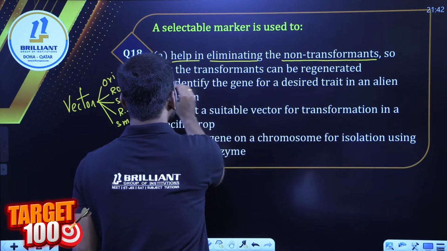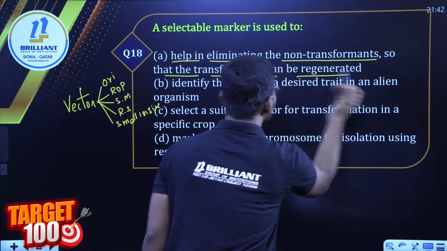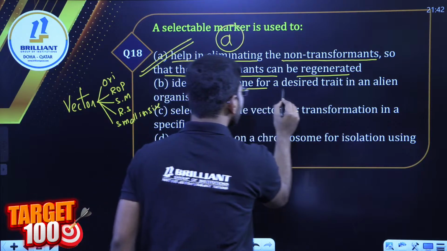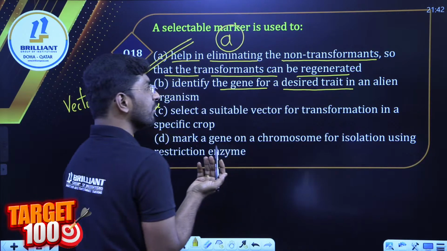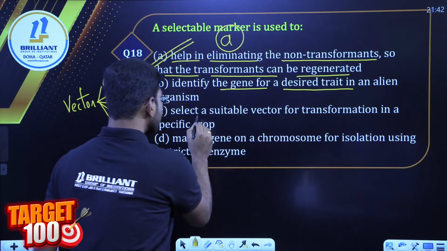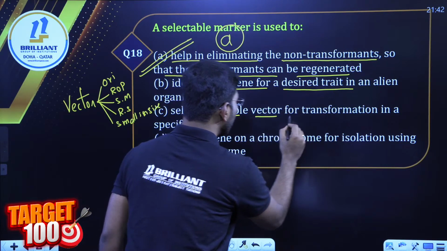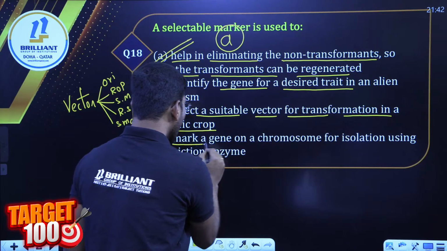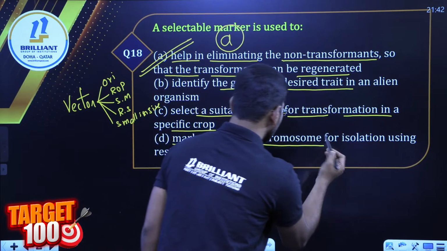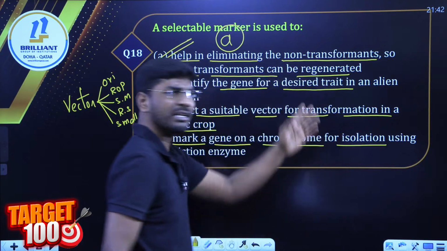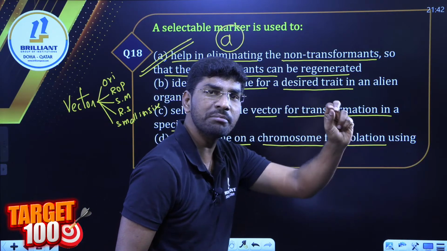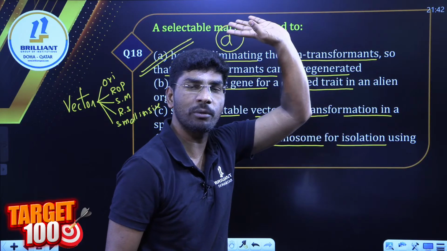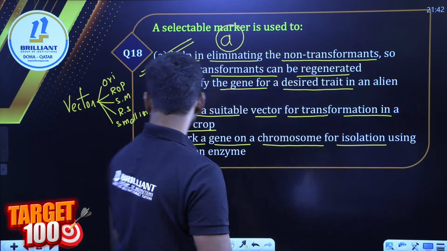So how can I eliminate this? I can eliminate it with what? A selectable marker. Identify the gene with the desirable... No, we cannot identify that by gel electrophoresis. Select the suitable vector for transformation into a specific crop, or mark a gene on the chromosome for isolation. Selectable markers are not for all of this. It is simply the identification of recombinants and eliminating non-recombinants. Remember. Next question.